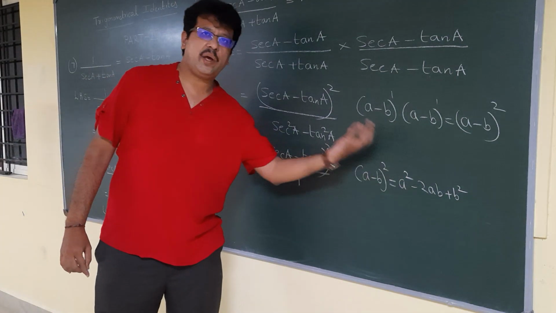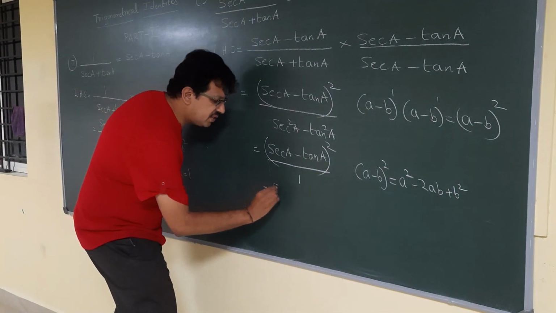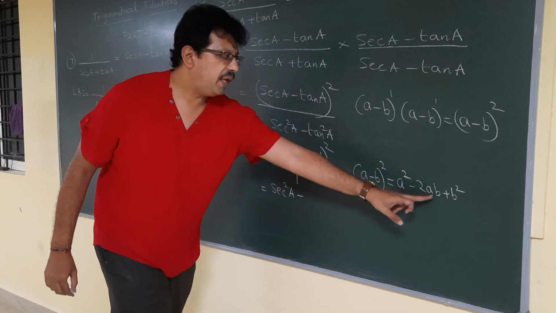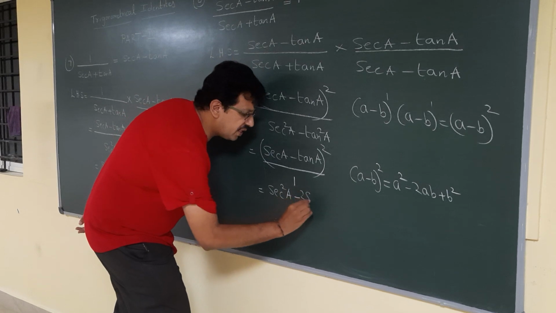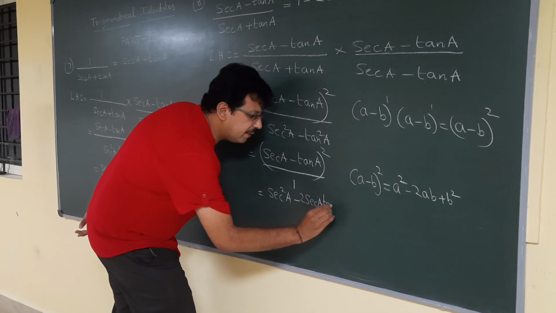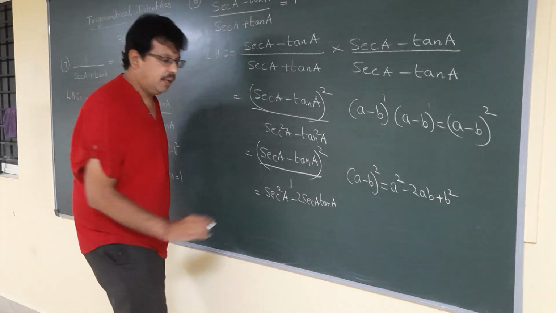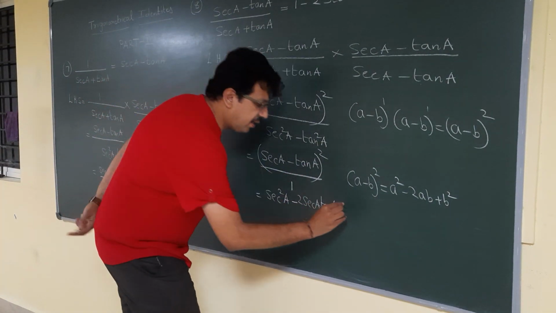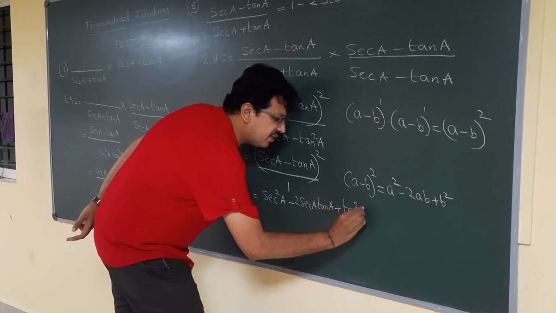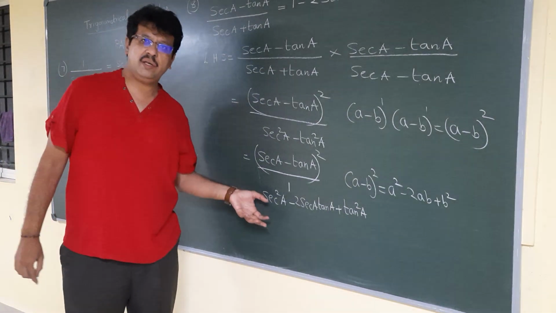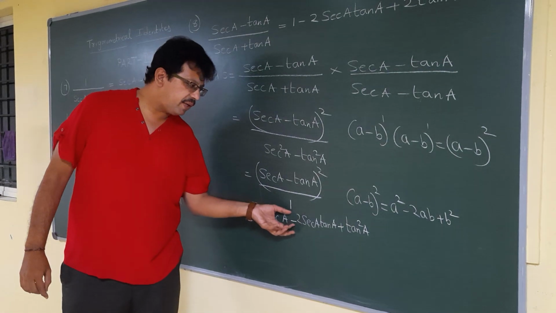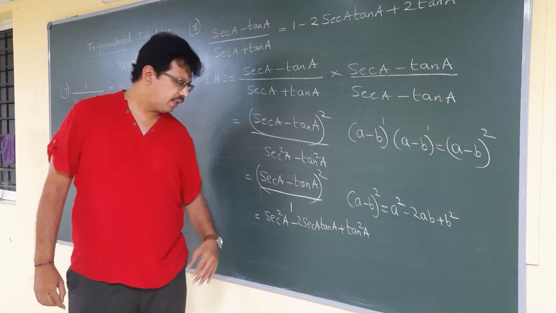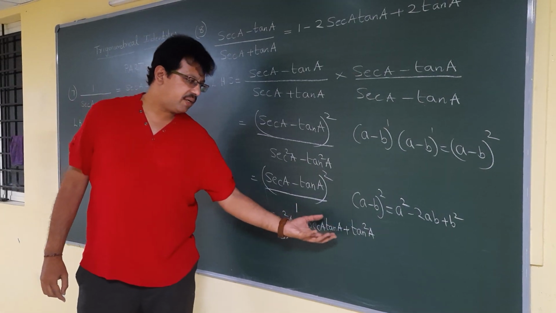So a square means secant square a, minus 2ab, and 2ab means 2 secant a into tan a, plus b square. So b square is tan square a. You can understand this, I feel everybody can understand very easily. It's a square minus 2ab plus b square, which is in the form of the a minus b whole square formula. So secant square a minus 2 secant a into tan a plus tan square a.